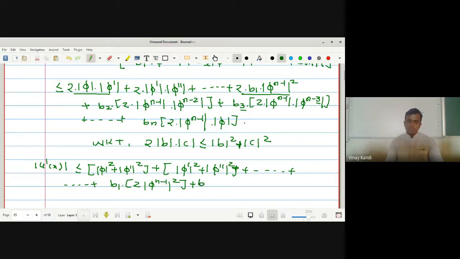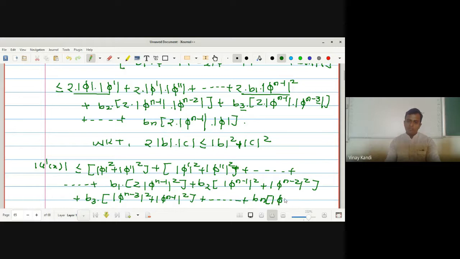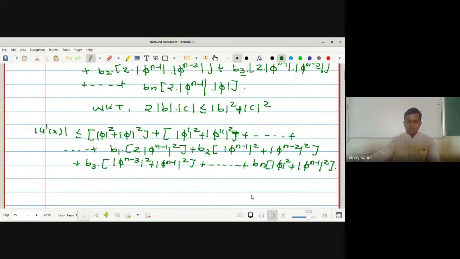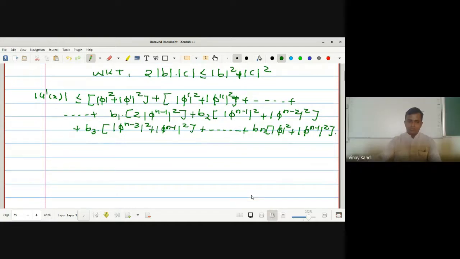plus b2 into bracket phi raised to n minus 1 bracket square plus mod of phi raised to n minus 2 bracket square, okay, plus b3 into bracket mod of phi raised to n minus 3 square plus mod of phi raised to n minus 1 square, okay, plus up to so on, bn into mod of phi square plus mod of phi raised to n minus 1 square. Okay, understood? Yes, sir. Did I make any mistake?